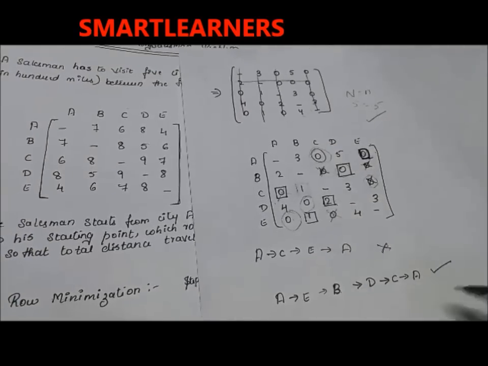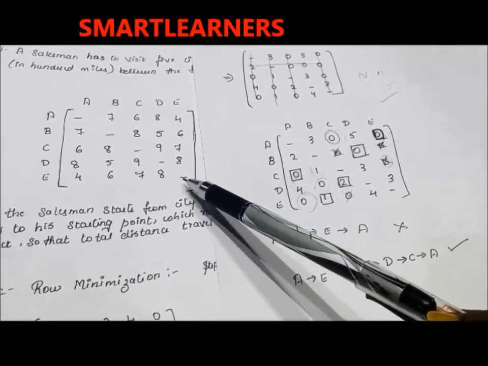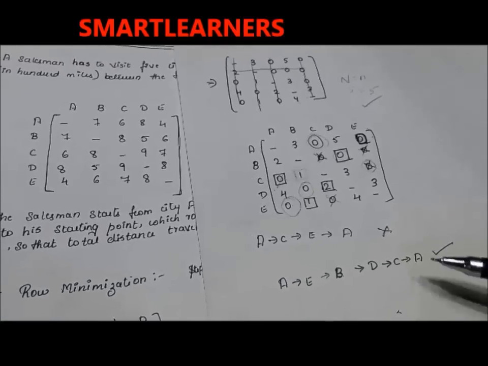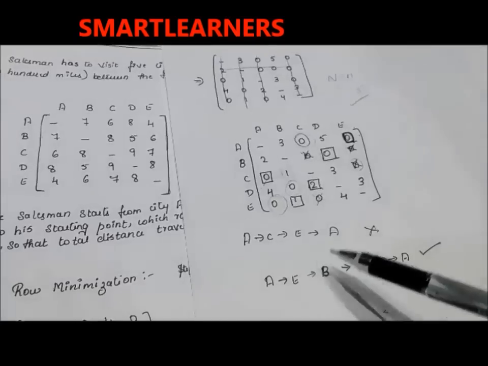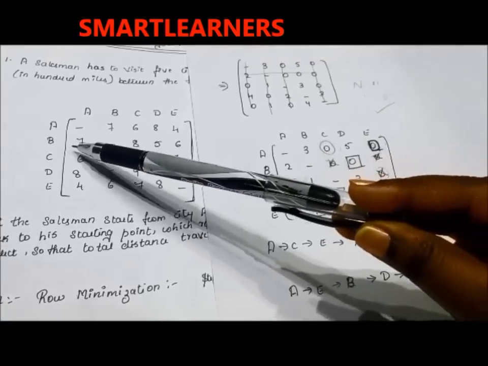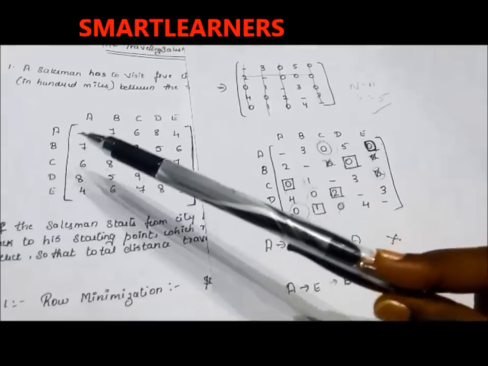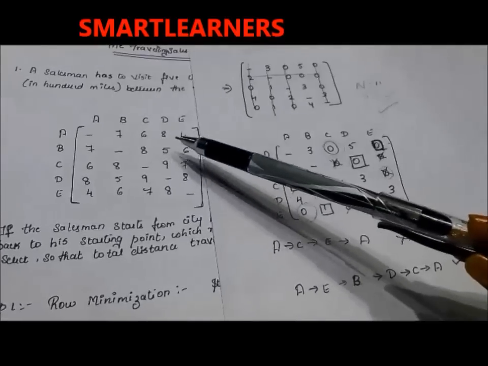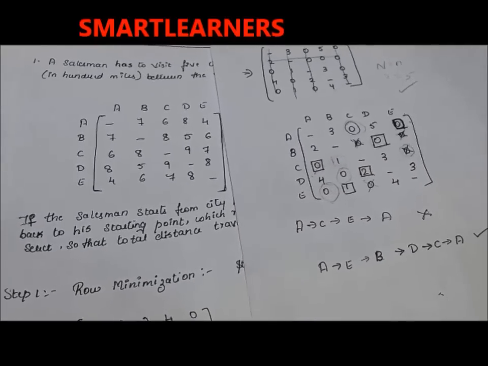So this is the final allocation that we have got. This is the initial matrix which is given. From this only we are going to calculate the total minimum cost involved for this particular travel. Here the first allocation is A tending to E. In the initial matrix, what is A tending to E? The value is 4. Again E is tending to B, the value is 6.